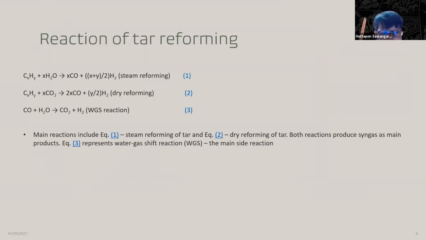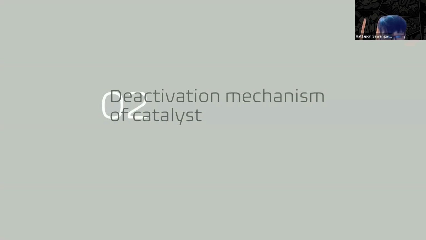Reactions of reforming. Equation 1 is the main reaction, steam reforming. Equation 2 is dry reforming of char. Equation 3 is the water gas shift equation. The deactivation mechanism of catalyst.